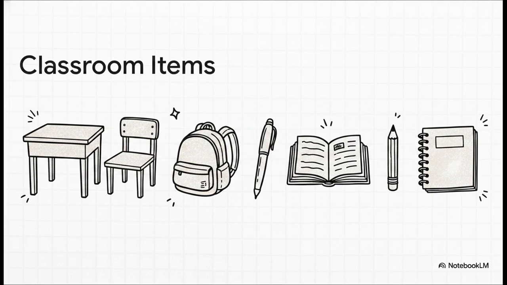I'm going to read each item very slowly. Please repeat after me. A desk, a chair, a bag, a pen, a pencil, a book, a notebook. Great job, everyone. Your pronunciation is getting better and better for sure.